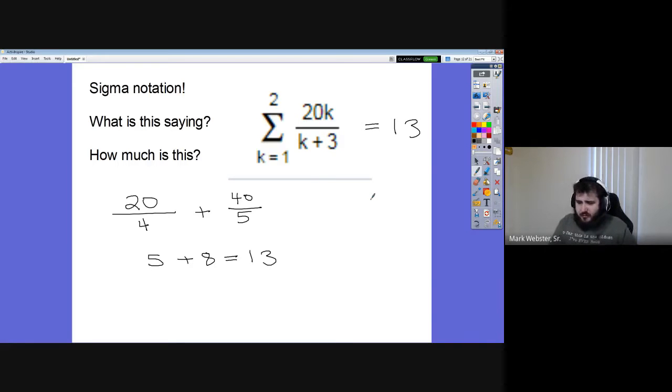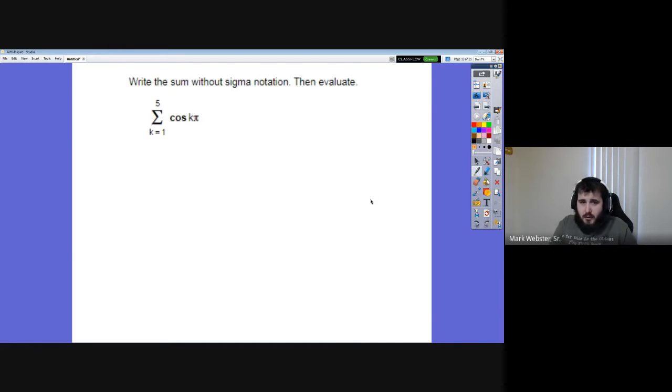We're going to do a bunch of these. So here's another one. We're going to write the sum out, and then we're going to figure out what it is. So now we're doing all the terms from 1 to 5. So there's going to be 5 terms. And wherever we see a k in here, we're going to replace it with the number of the term. So cosine of 1 pi plus cosine of, now the second term, cosine of 2 pi. And then the third one, and then the fourth one, and then the fifth one.